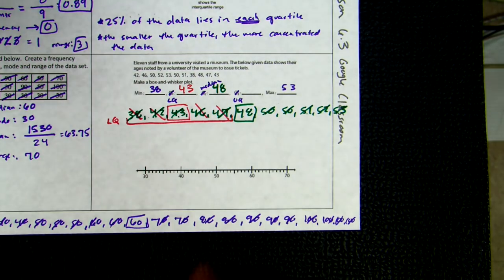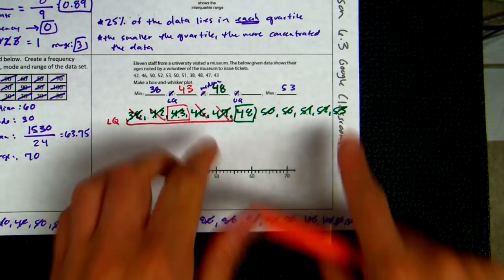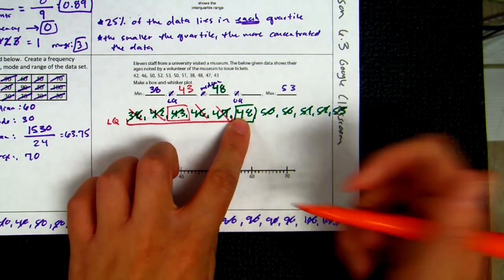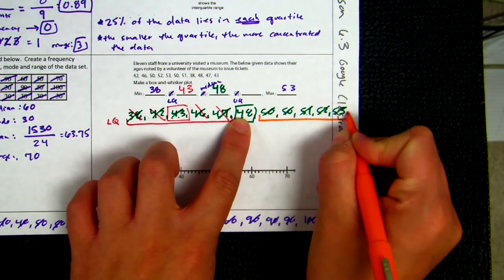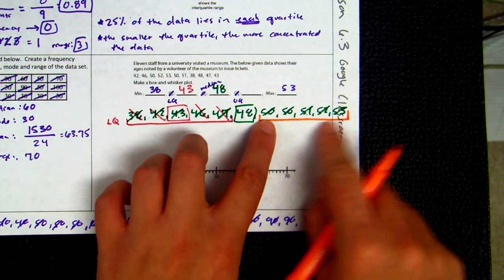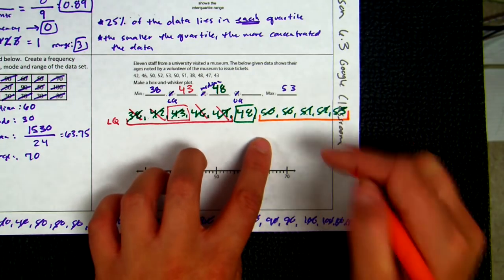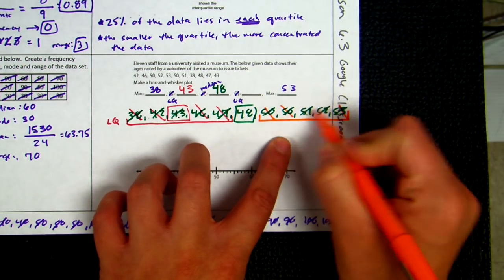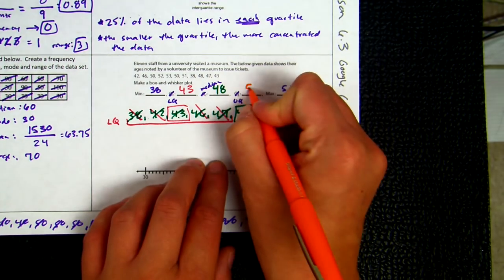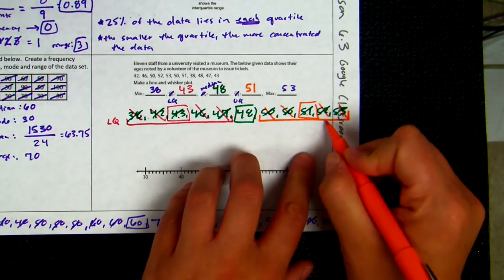I can do the same thing with my upper quartile, but I'm going to use my maximum value and my median. So all the values that are above my median to my maximum, I'm going to cross through, cross through, cross through, cross through. 51 is my upper quartile.